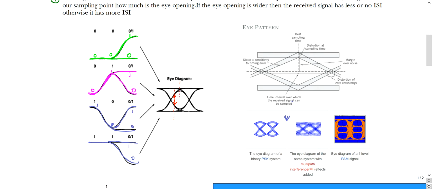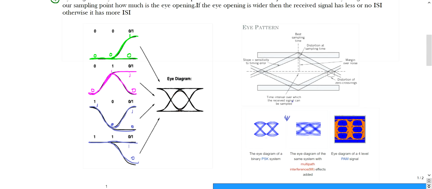If I do sampling here, then you can see the height of the eye is maximum. Whenever you do the sampling and you get the maximum height of the eye, then you can easily conclude that it is a noise-free transmission. Noise has not occurred. Remember this one point: if the height of the eye is maximum, then you can say the least amount of noise is present.